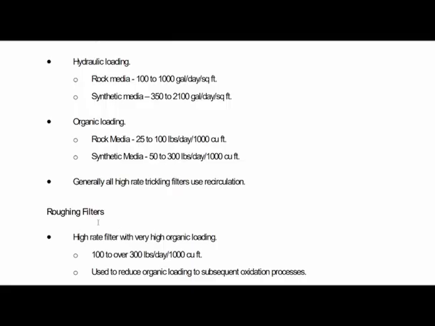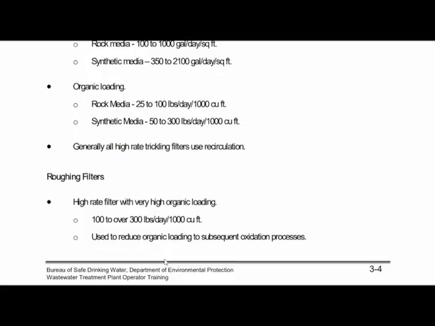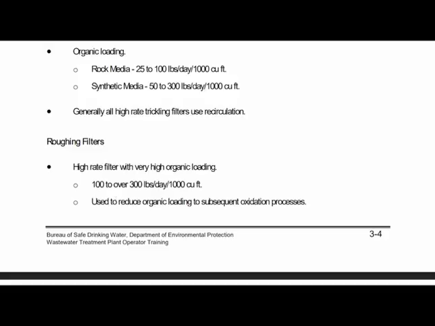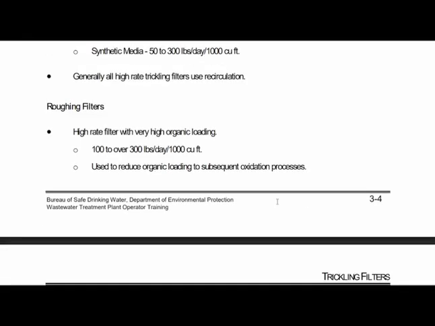Roughing filters. A high rate filter with very high organic loading, 100 to over 300 pounds per day per 1,000 cubic feet. Used to reduce organic loading to subsequent oxidation processes.